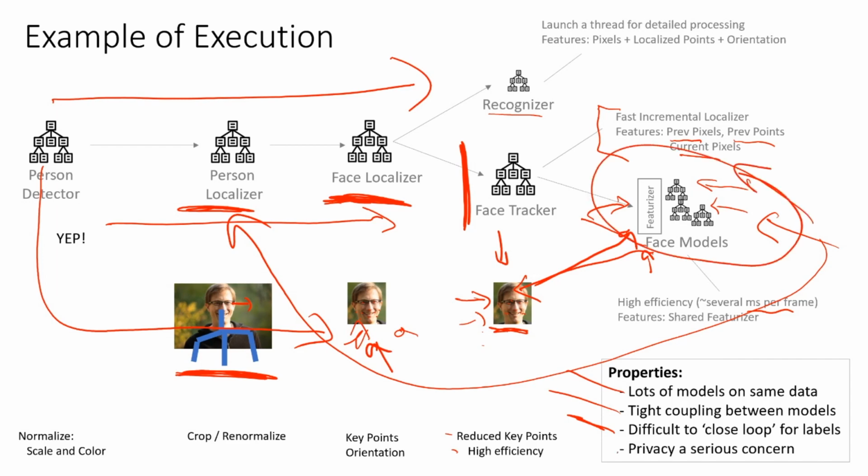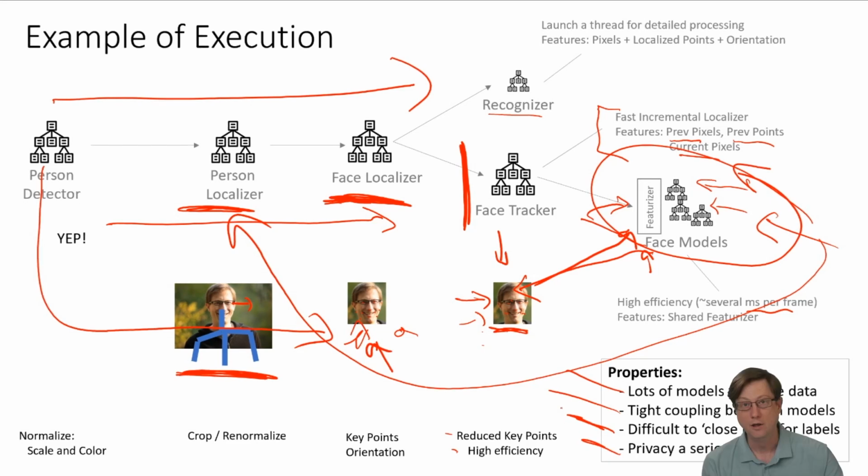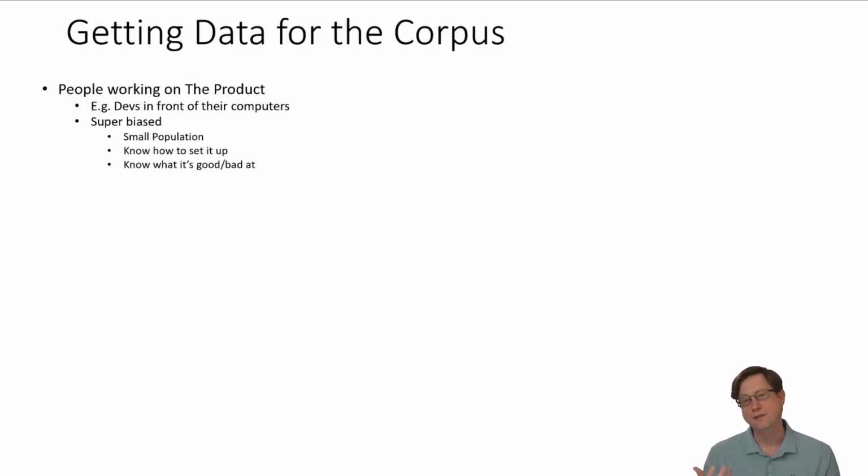And then privacy is clearly a serious concern with this application. You don't want to be sending videos from users' living rooms back to the cloud and keeping them for an indefinite amount of time. We've seen the architecture. Now let's talk about ways to get the data to plug into the corpus so that we could start to imagine training all these models.